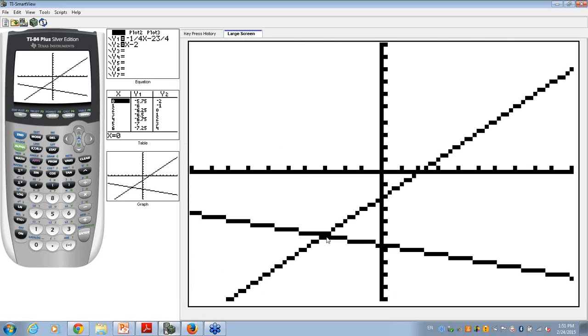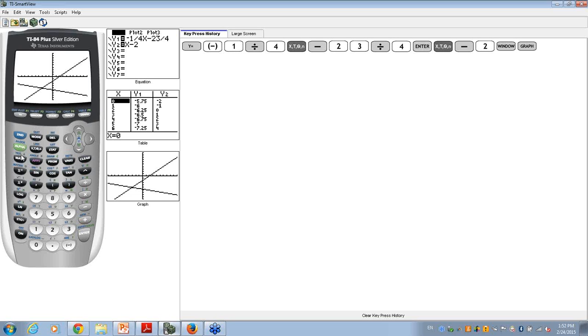So this is the graph that you are shown, and right here I see the intersection point that I was supposed to find graphically. So what I'm going to do is use the button second, and then right here you see how it says in blue CALC over the trace. You're going to click right there. And then option number 5 says intersect. So you either can use the arrows to move down to option number 5 and then hit enter, or you can just hit number 5.